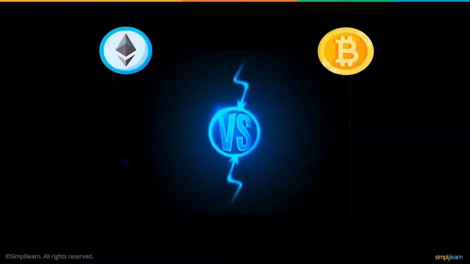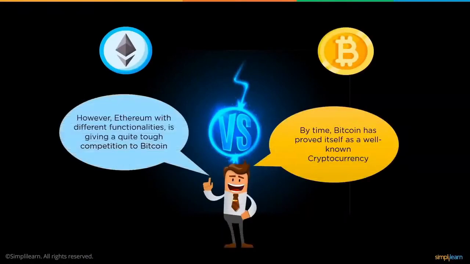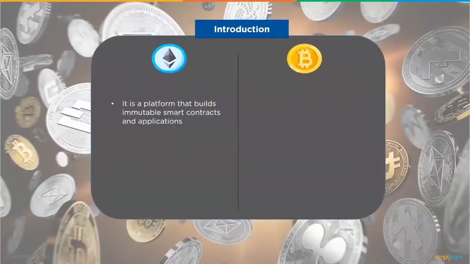By time, Bitcoin has proved itself as a well-known cryptocurrency. However, Ethereum with different functionalities is giving quite tough competition to Bitcoin. But before moving ahead, let's have an introduction to Ethereum and Bitcoin. Ethereum is a platform that builds immutable smart contracts, an application for its users without any centralized interference. Bitcoin is an alternative to fiat money or physical currency.